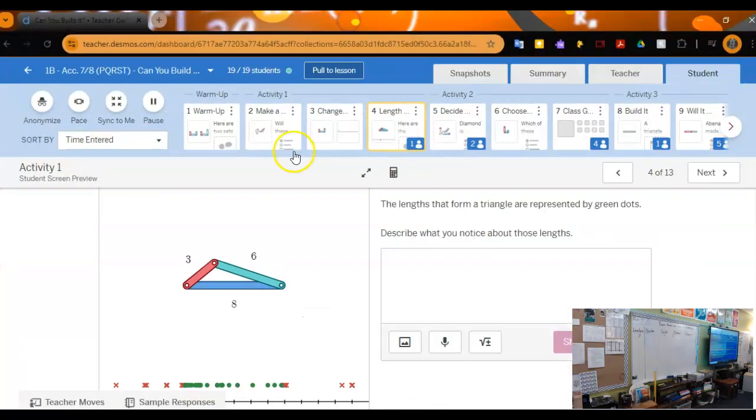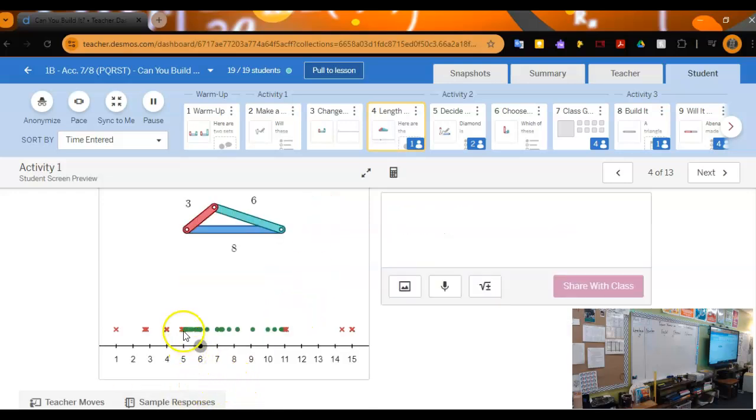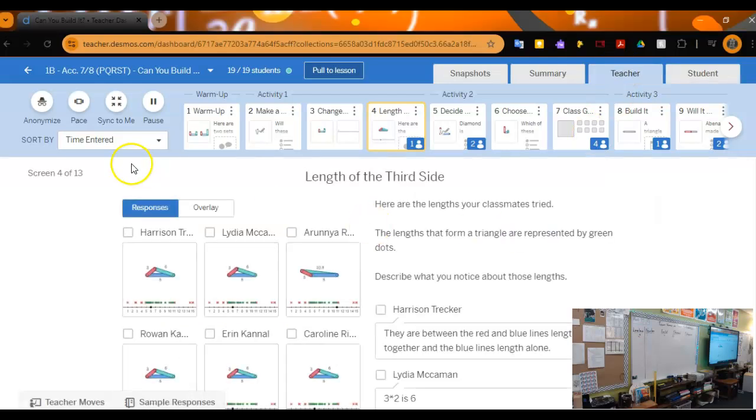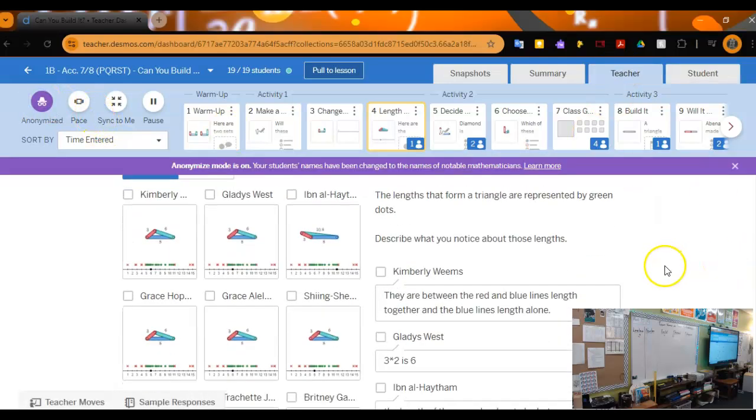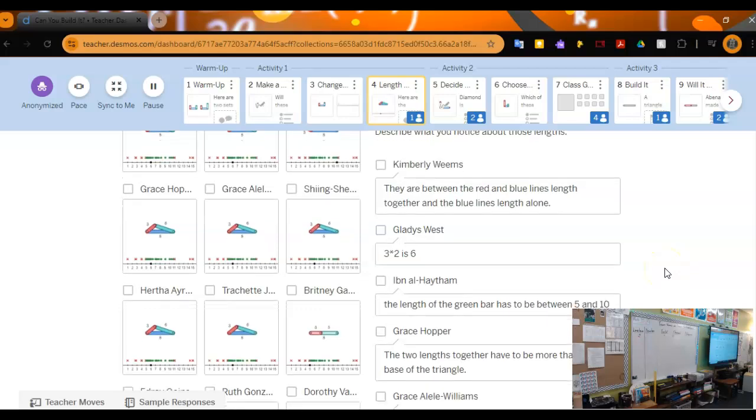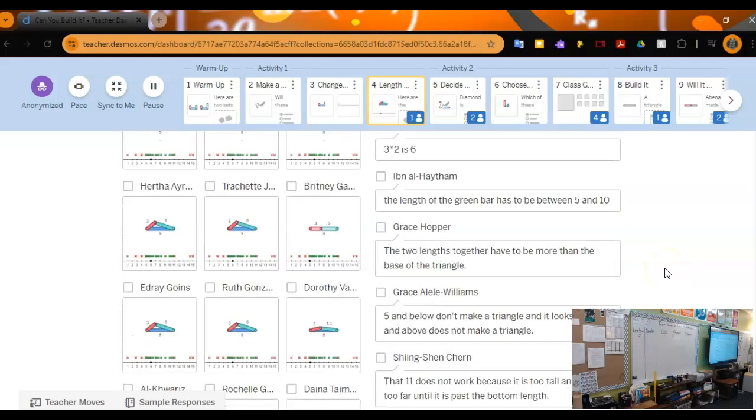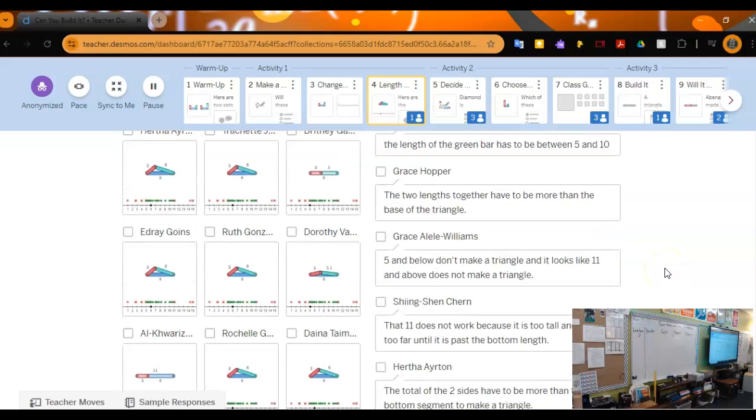All right, so this slide seems pretty insightful. There's a range of lengths that work in between two ranges of lengths that don't work. Very interesting. And what did you guys say about it? Green bars between 5 and 10. The two lengths have to be more than the base. All right.